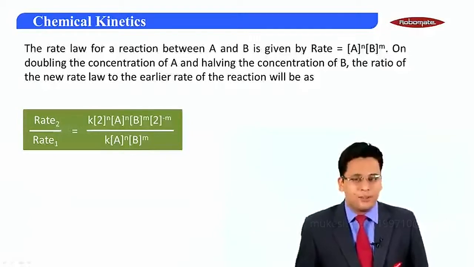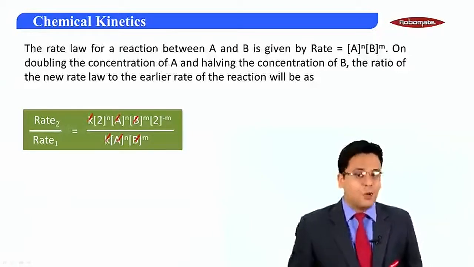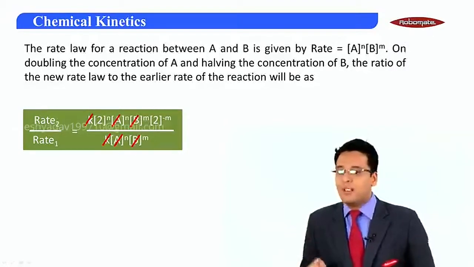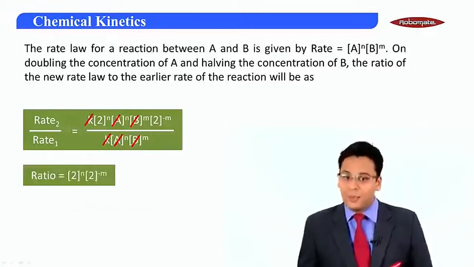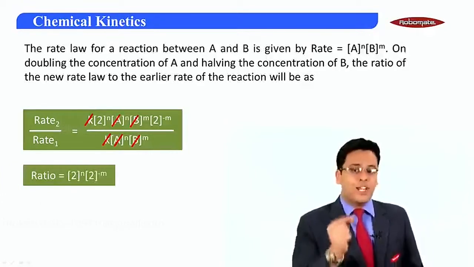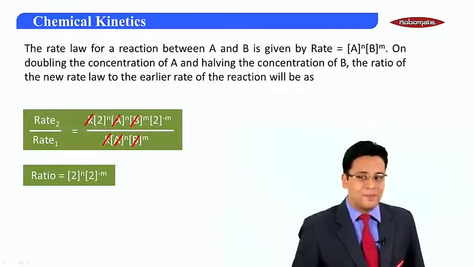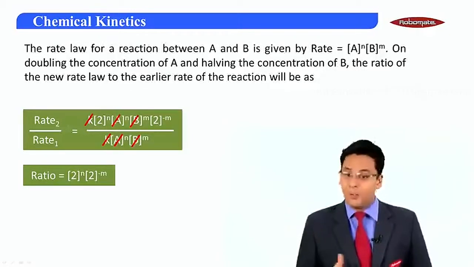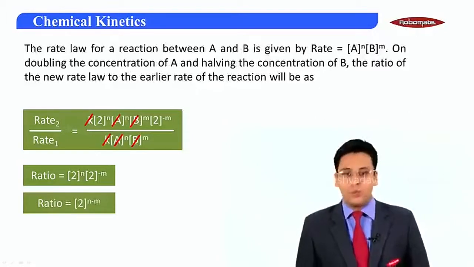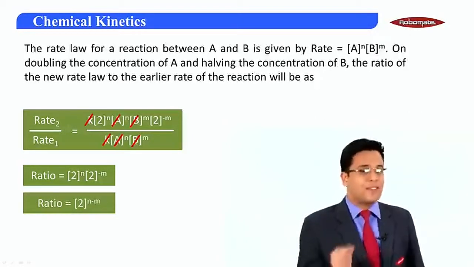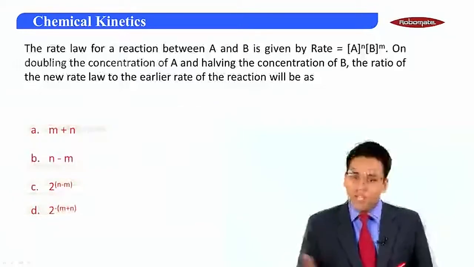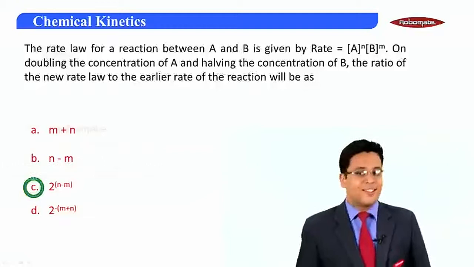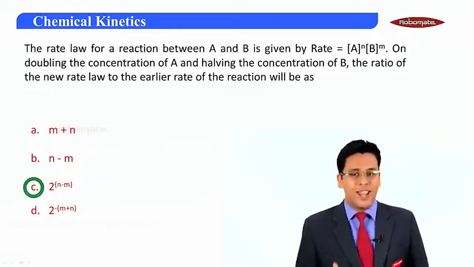Now here, in this expression, when we cancel out all the common terms, in the end, rate 2 upon rate 1, the ratio that we get is nothing but 2^n into 2^(-m). When you fuse them together, the ratio is equal to 2^(n minus m). Now when you take a look at the options, you can see that the correct answer is C, 2^(n minus m).